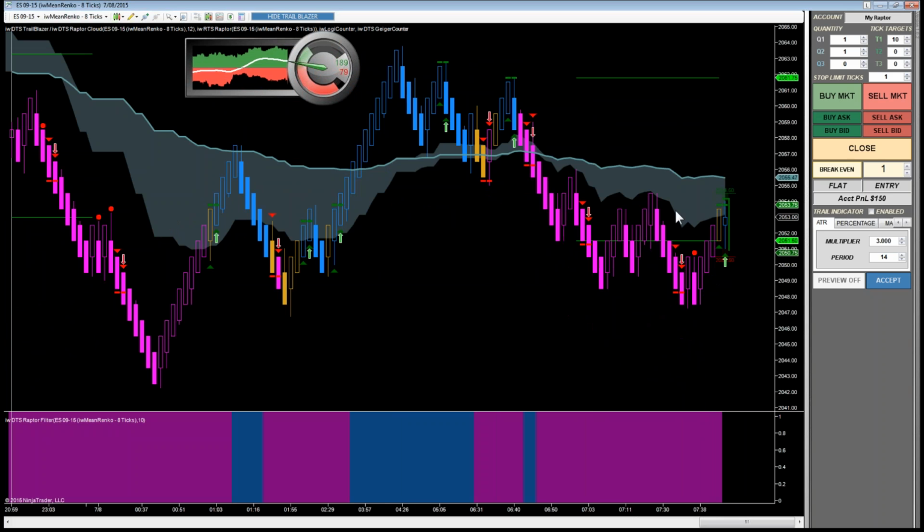So still working this double pullback now on the Raptor and looking for another bounce out of this trading band and perhaps a sell signal.